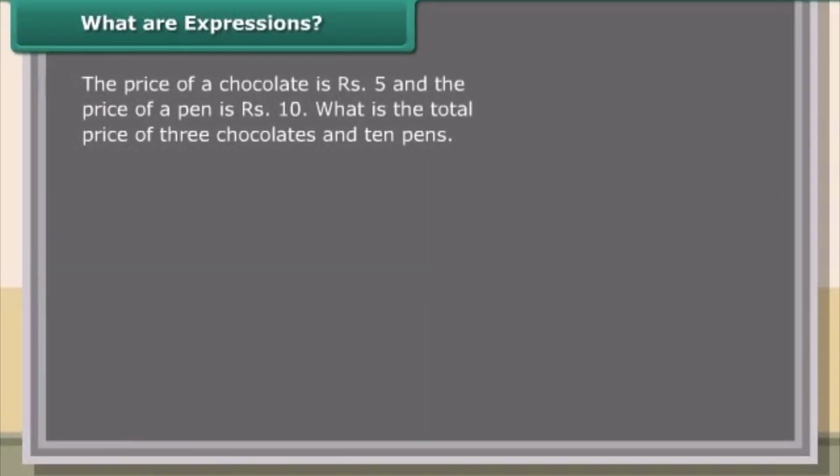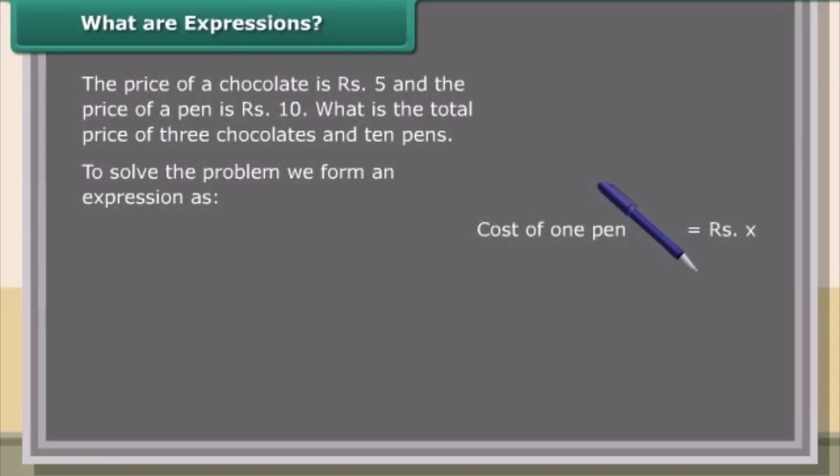What are expressions? The price of a chocolate is ₹5 and the price of a pen is ₹10. What is the total price of 3 chocolates and 10 pens? To solve this problem, we form an expression. Cost of 1 pen is equal to ₹X. Cost of 1 chocolate is equal to ₹Y. Cost of 3 chocolates is equal to ₹3Y. Cost of 10 pens is equal to ₹10X.